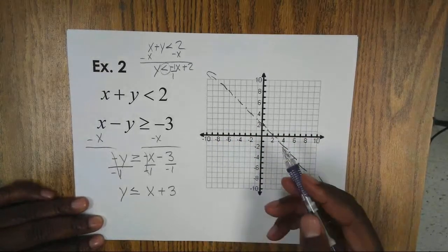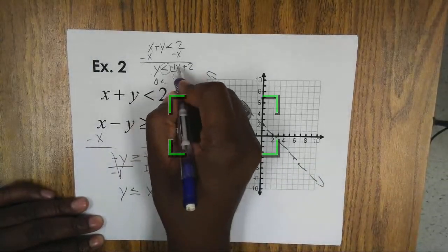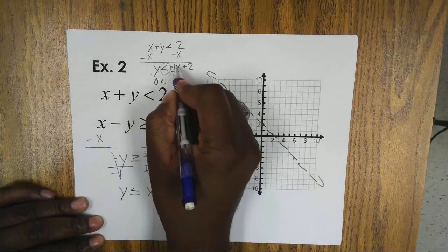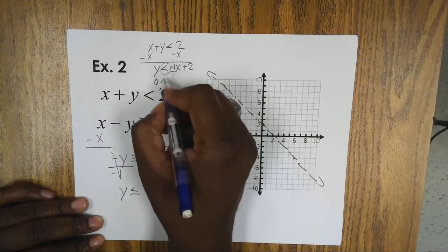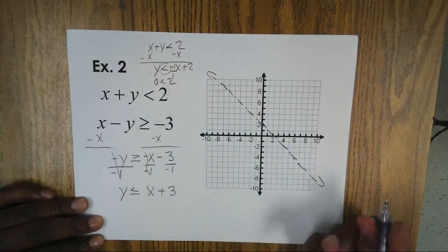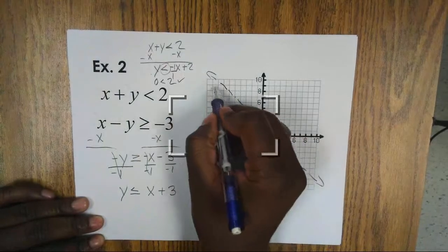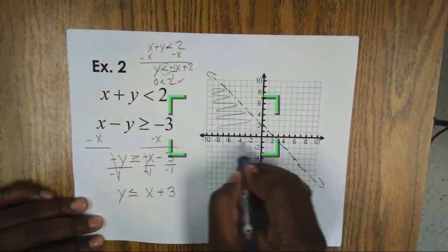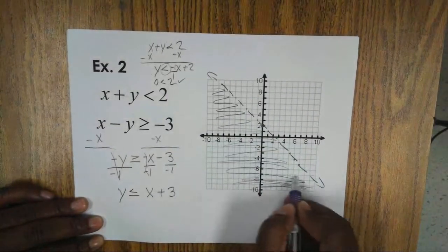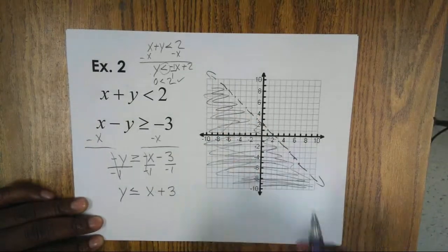Okay? But if I check it, I'm going to have 0 is less than -1 times 0 is going to be 0, so I'm just going to write 2. Is 0 less than 2? Yes, it is. So that is a true statement. So this is where I would shade. So all of that would be the shading for that.